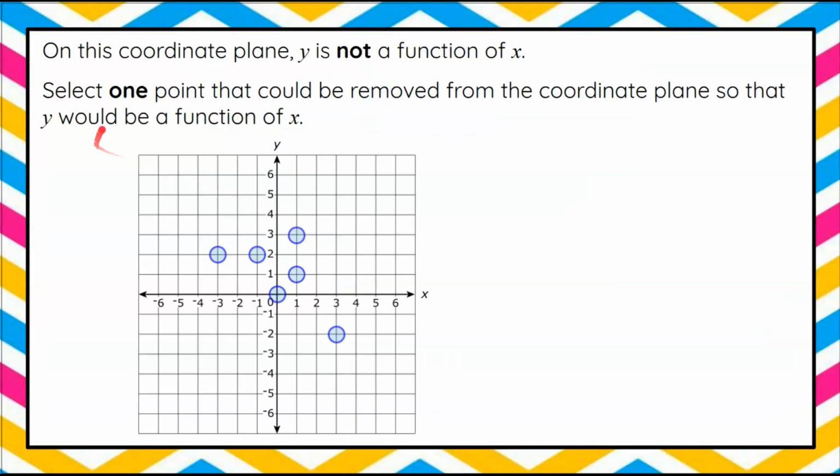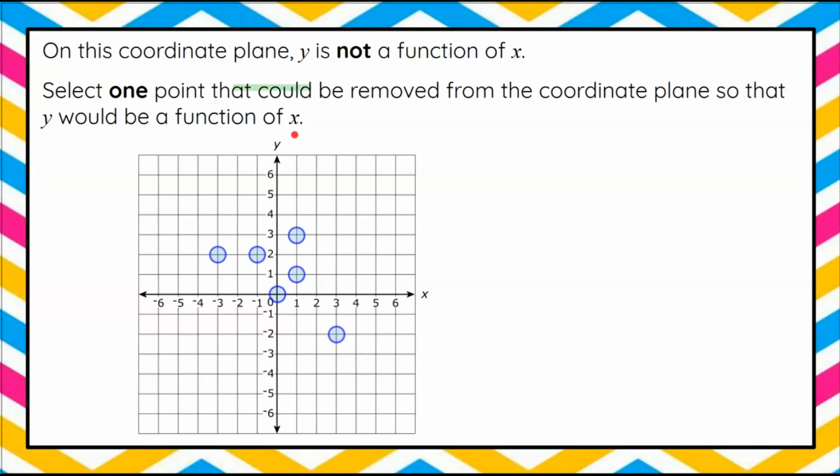We have on this coordinate plane that y is not a function of x. So as these points are plotted on this coordinate plane, it is not a function. We're asked to select one point that could be removed from the coordinate plane so that y would be a function of x. I'd like you to pause the video here, make your choice, and then come back to see mine. Good luck.